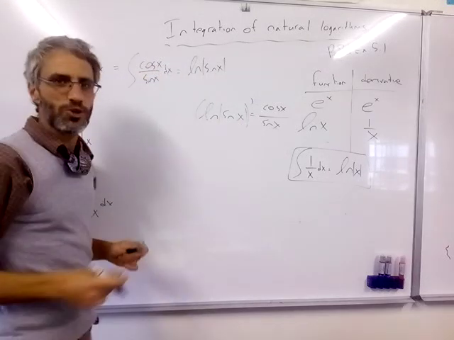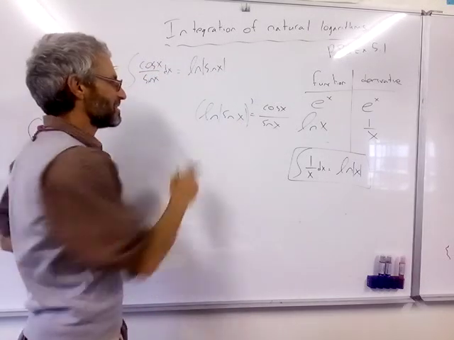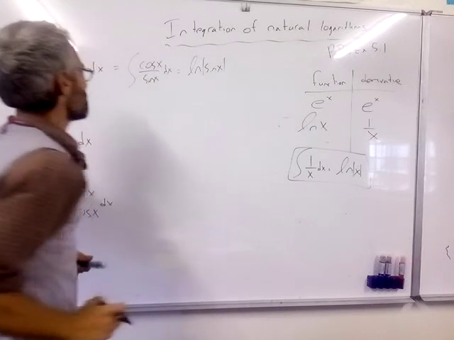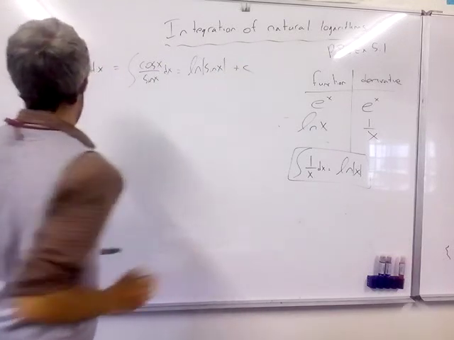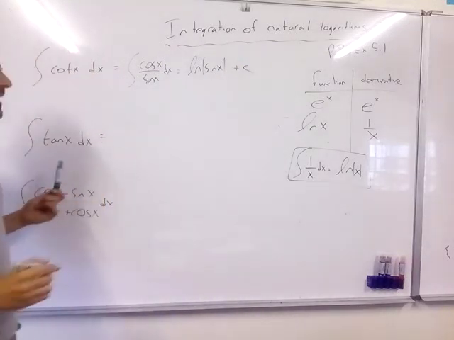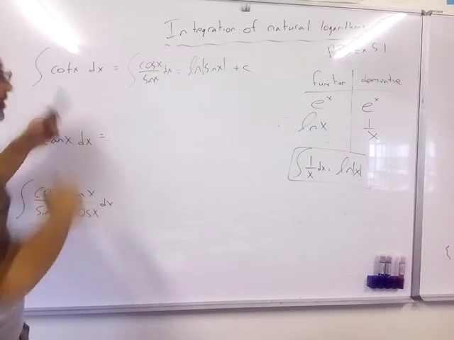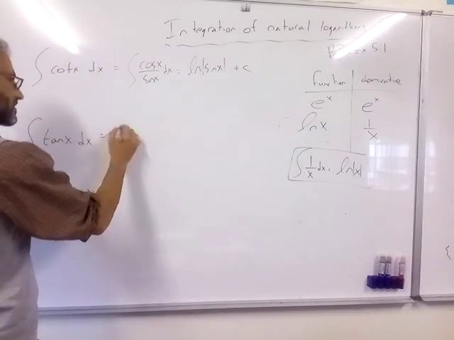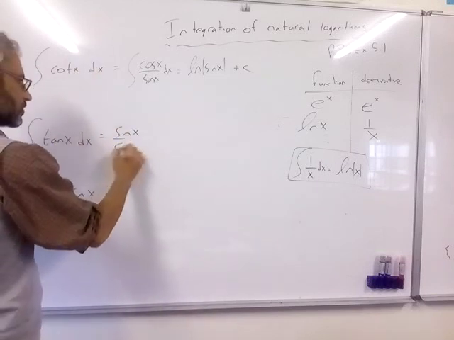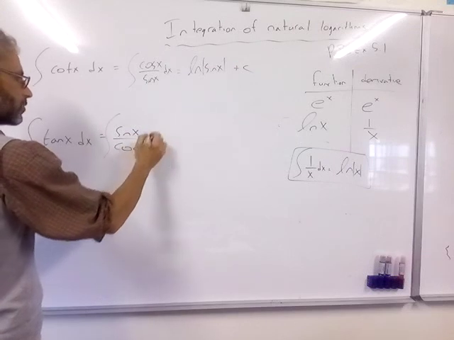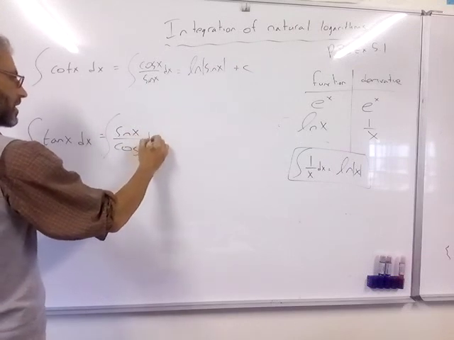So that solution, it was a good guess. Okay, all right, and obviously plus c. Next thing, let's look at tan. Tan is kind of the inverse of cot. It's sine over cosine. So I'm looking for the integral of sine divided by cosine dx.